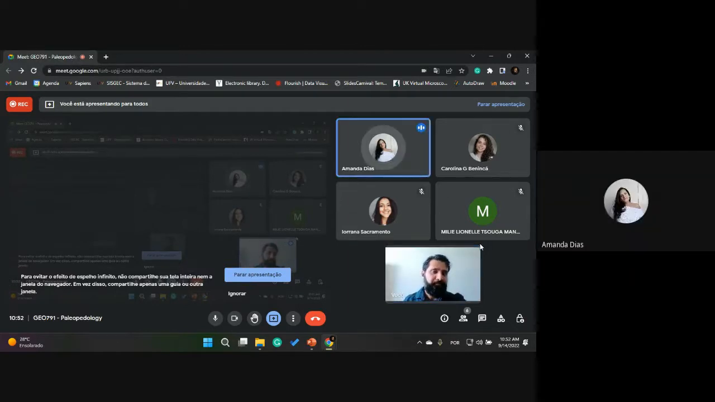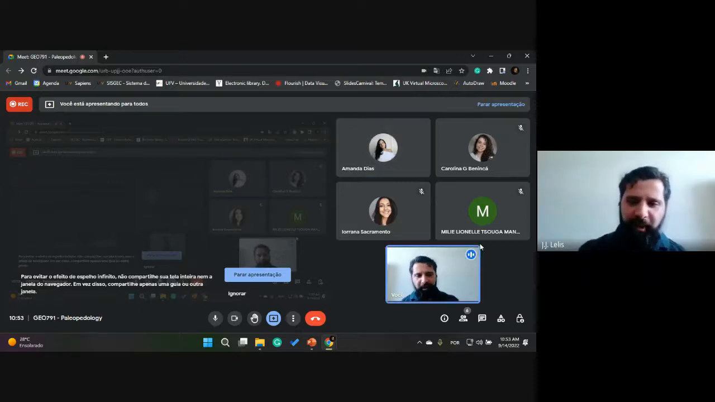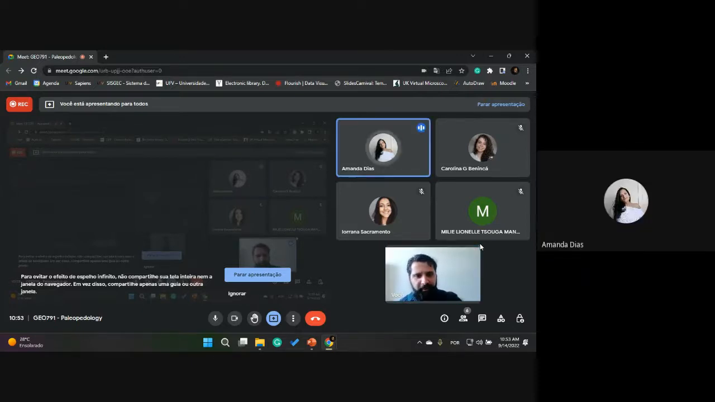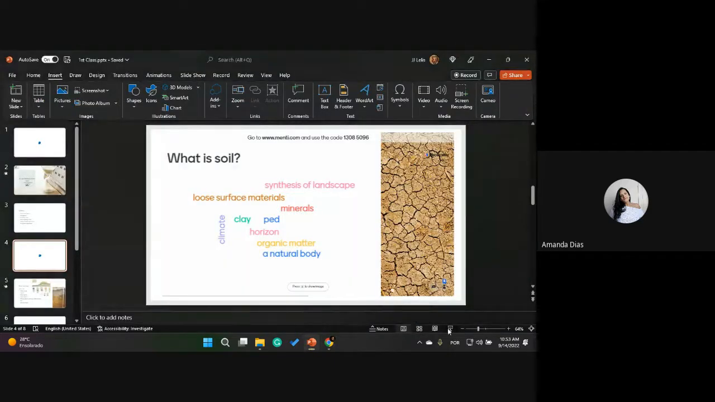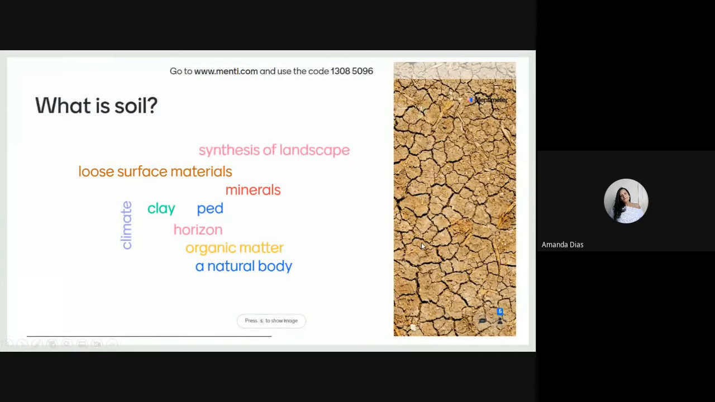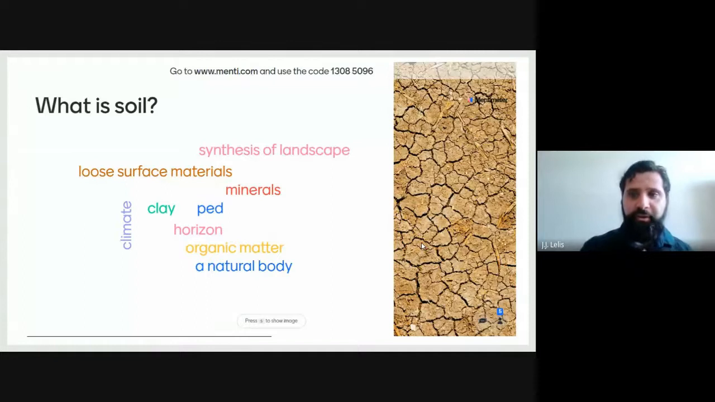But I think this picture is not loose. This picture you put in the mind doesn't have a loose surface material. Yes, very good. But keep this argument for the next question, please.